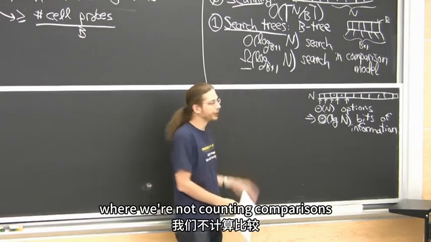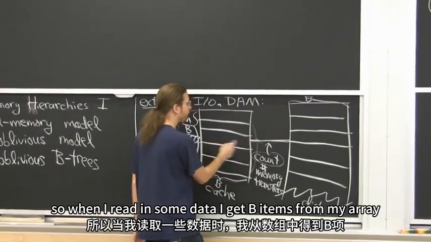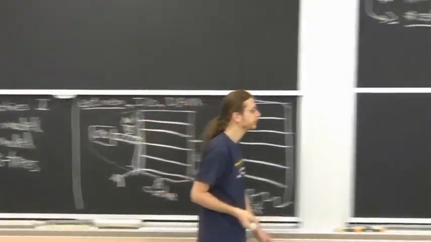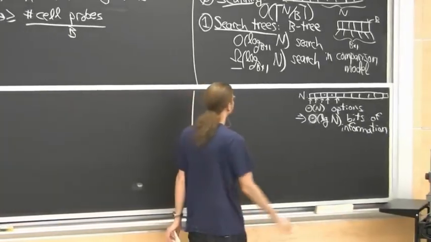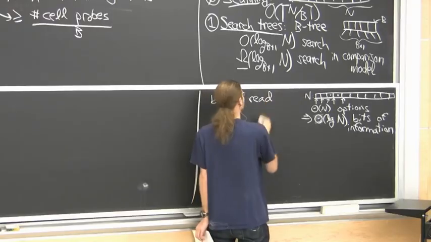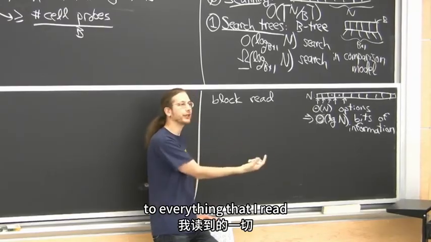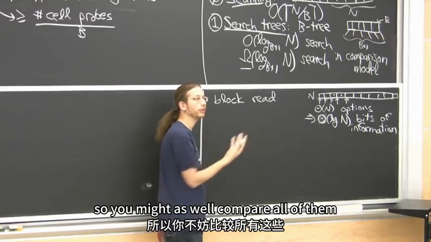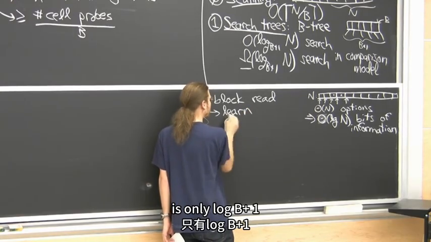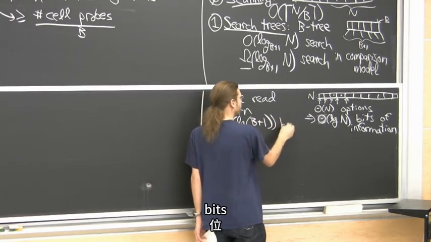But now we're in this model where we're not counting comparisons, even though we're in the comparison model. We're counting number of block transfers. So when I read in some data, I get b items from my array. When I do a block read, all I can do in the comparison model is compare my item to everything that I read. So you might as well compare all of them, but the information you learn is only log b plus 1 bits.